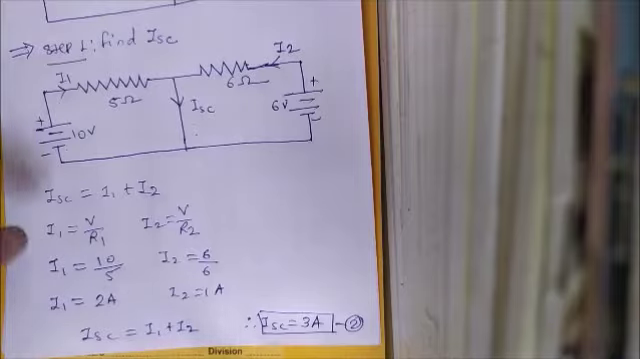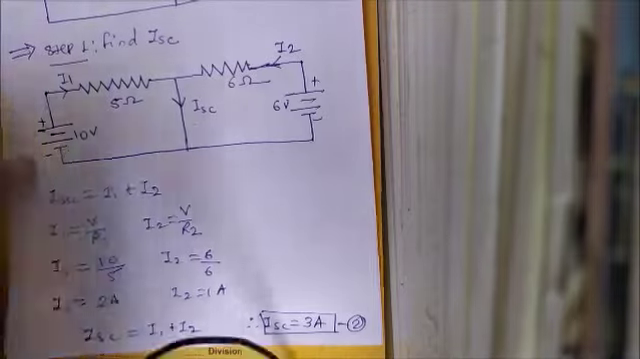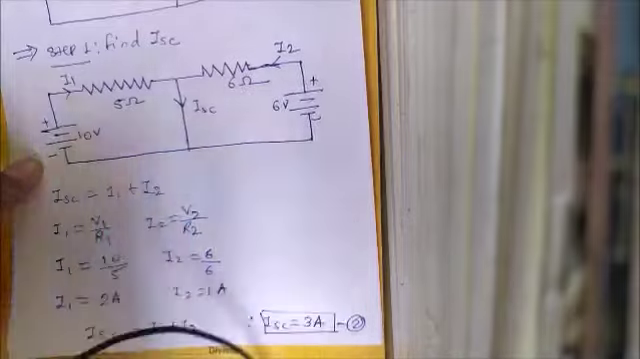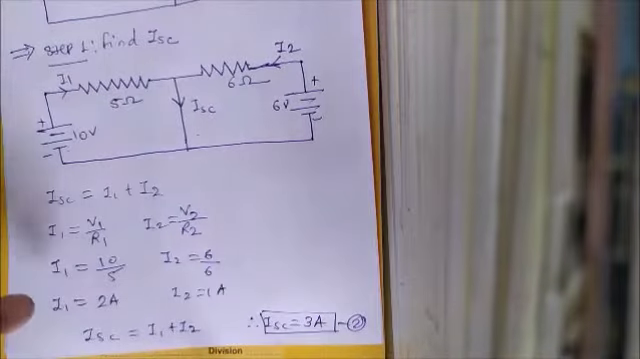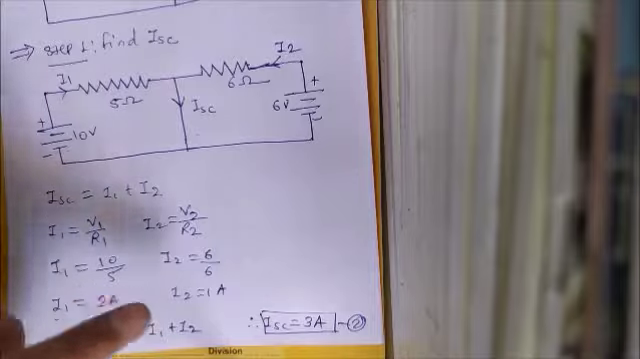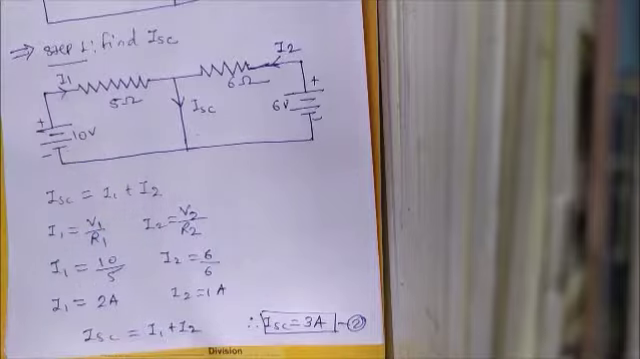See here, V1 divided by R1, 10 divided by 5, is 2 ampere, and for I2 it is V2 by R2, that is 6 by 6 equals 1 ampere. Hence the total current ISC equals I1 plus I2, that is 2 plus 1 equals 3 ampere. This is your short circuit current.